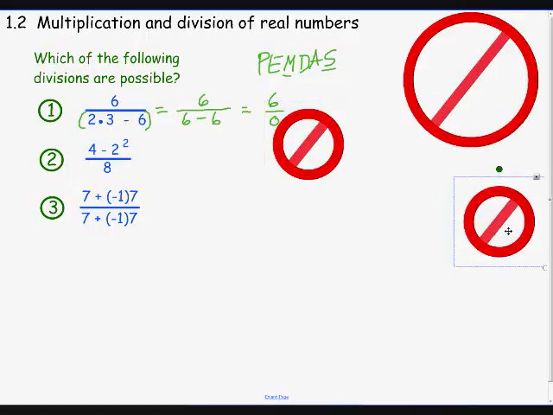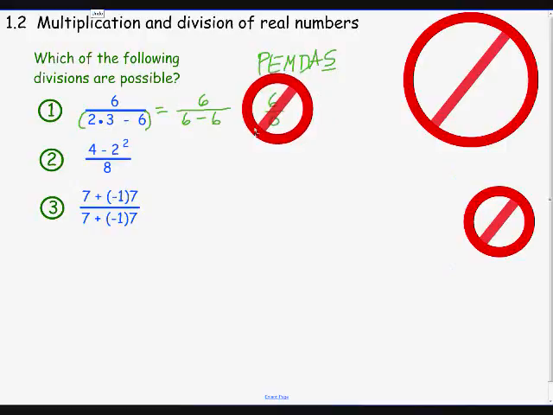And I'll make another one just in case we need it. So, no, we don't like that. Not allowed. Never divide by 0.